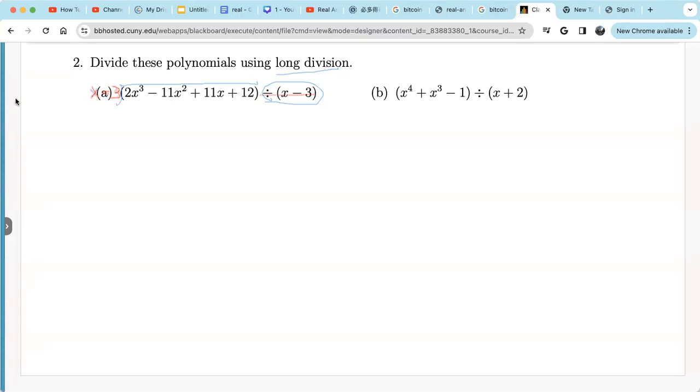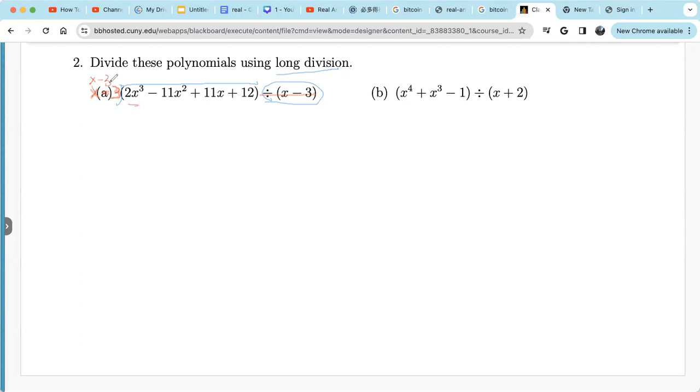Now what do? We want to eliminate the dividend inside from left-hand side to the right. So first we focus on 2x cubed. Let me write this divisor on the side also because it's not obvious. So that's x minus 3, the divisor, okay?